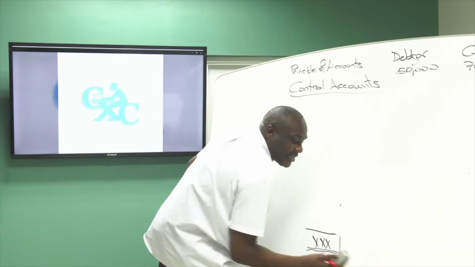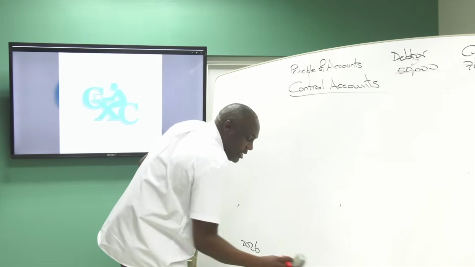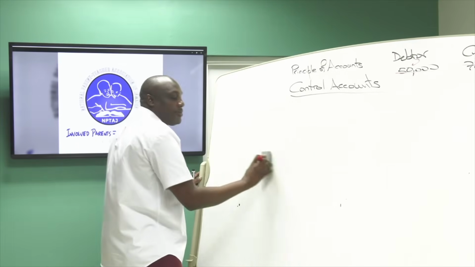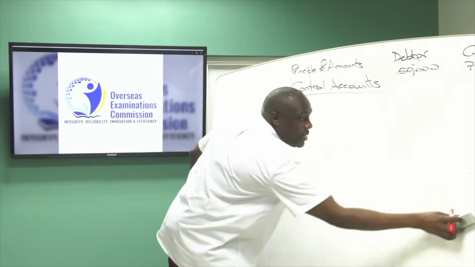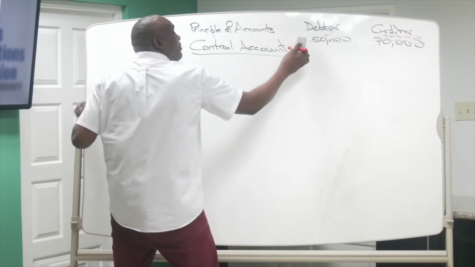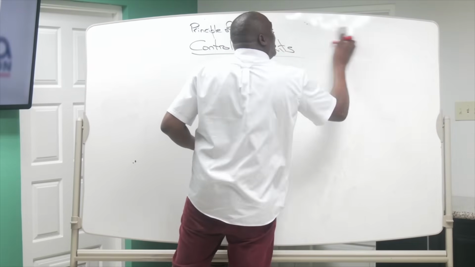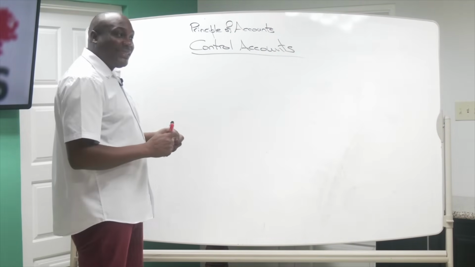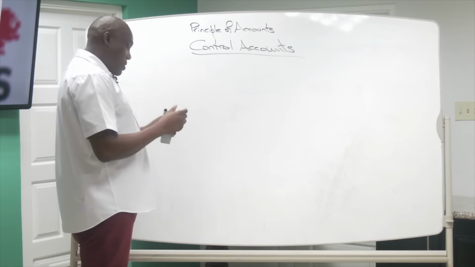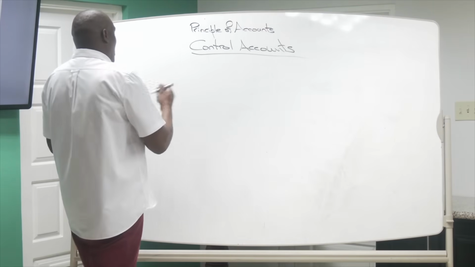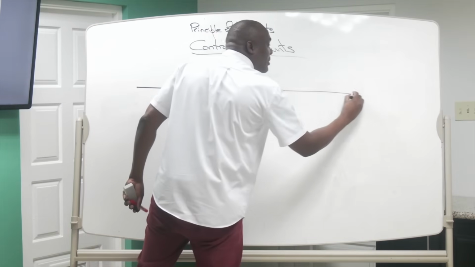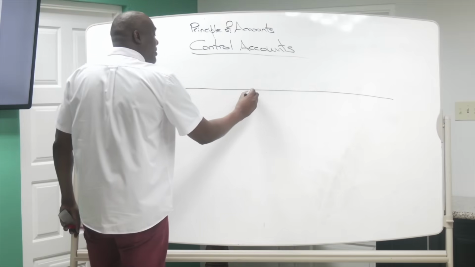Moving on now from the sales ledger control account, we're moving to the next one, the purchases ledger control account. Not as compounded as the sales ledger, but the concept is pretty much the same. All right, moving on. So I'm writing the T account as well. I have this space, I'm using it up.